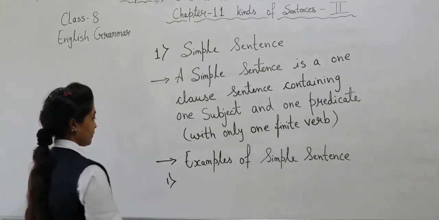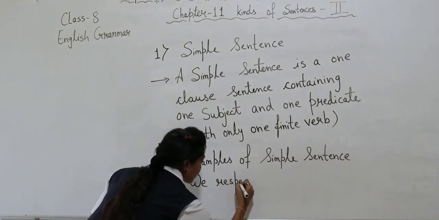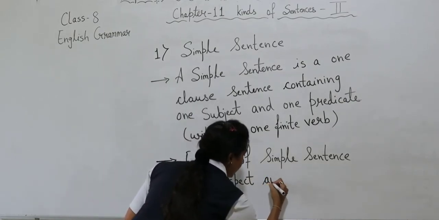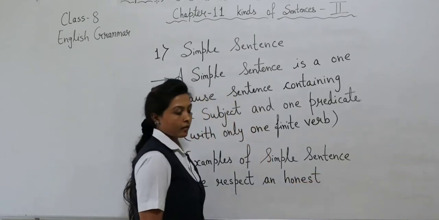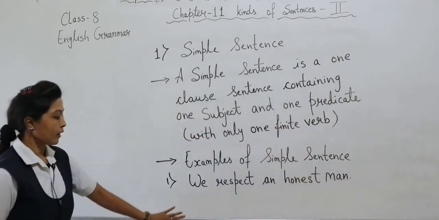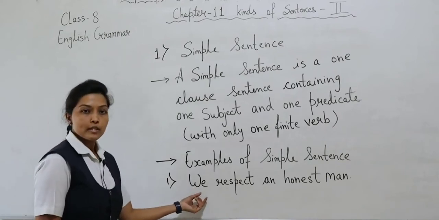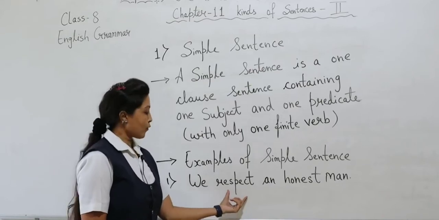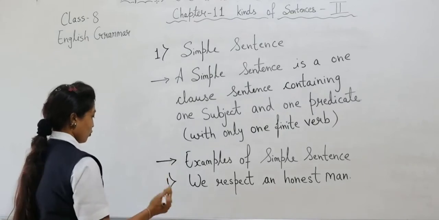1. We respect an honest man. So now in this sentence we can clearly find that we is one subject and respect, that is one finite verb.